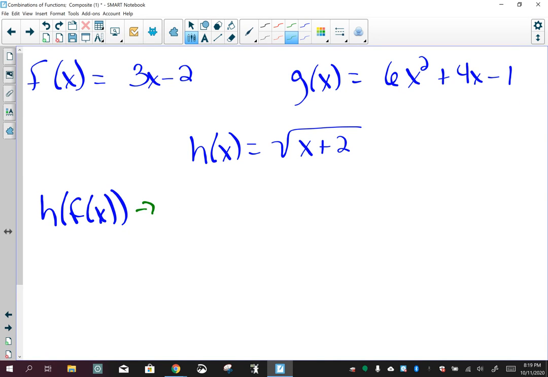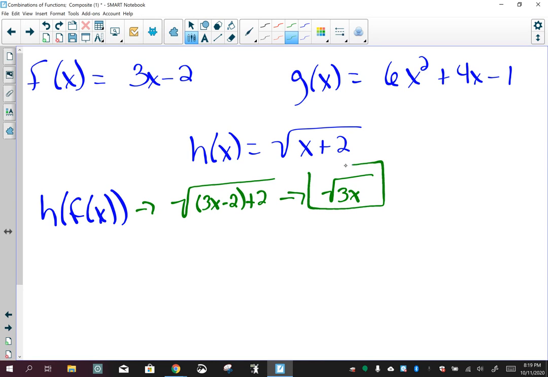So h of f of x, my focus is this one, so I've got the square root of 3x minus 2 plus 2. So that will yield me the square root of 3x. So that should be the answer to your first one.